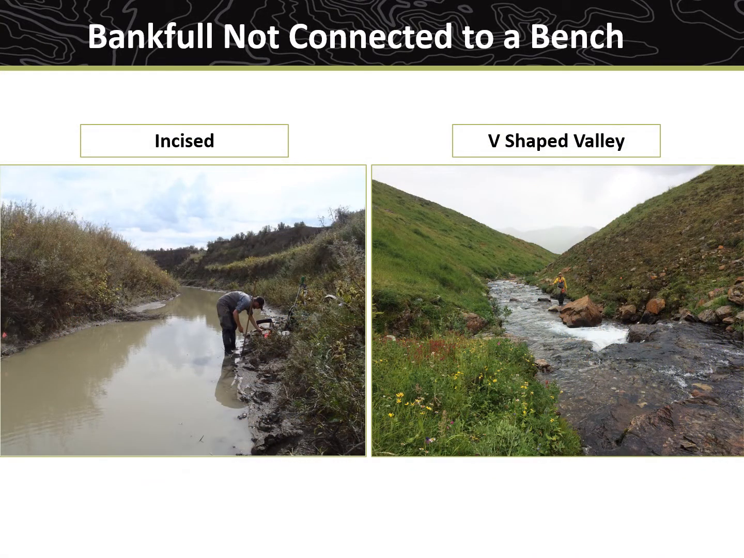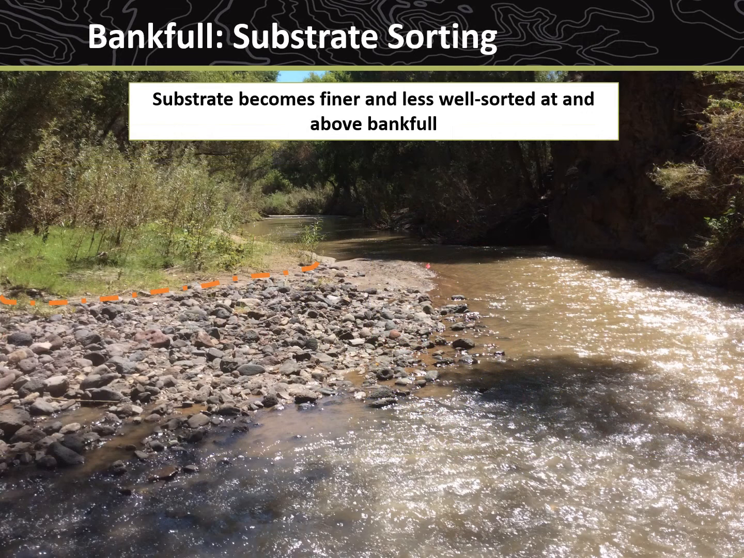In many systems, such as those that are incised or in a V-shaped valley, bankfull is not related to a bench. That's when other indicators should be used to identify it. One of the other bankfull indicators is a change in substrate size. Substrate often becomes finer and less well sorted at and above bankfull.